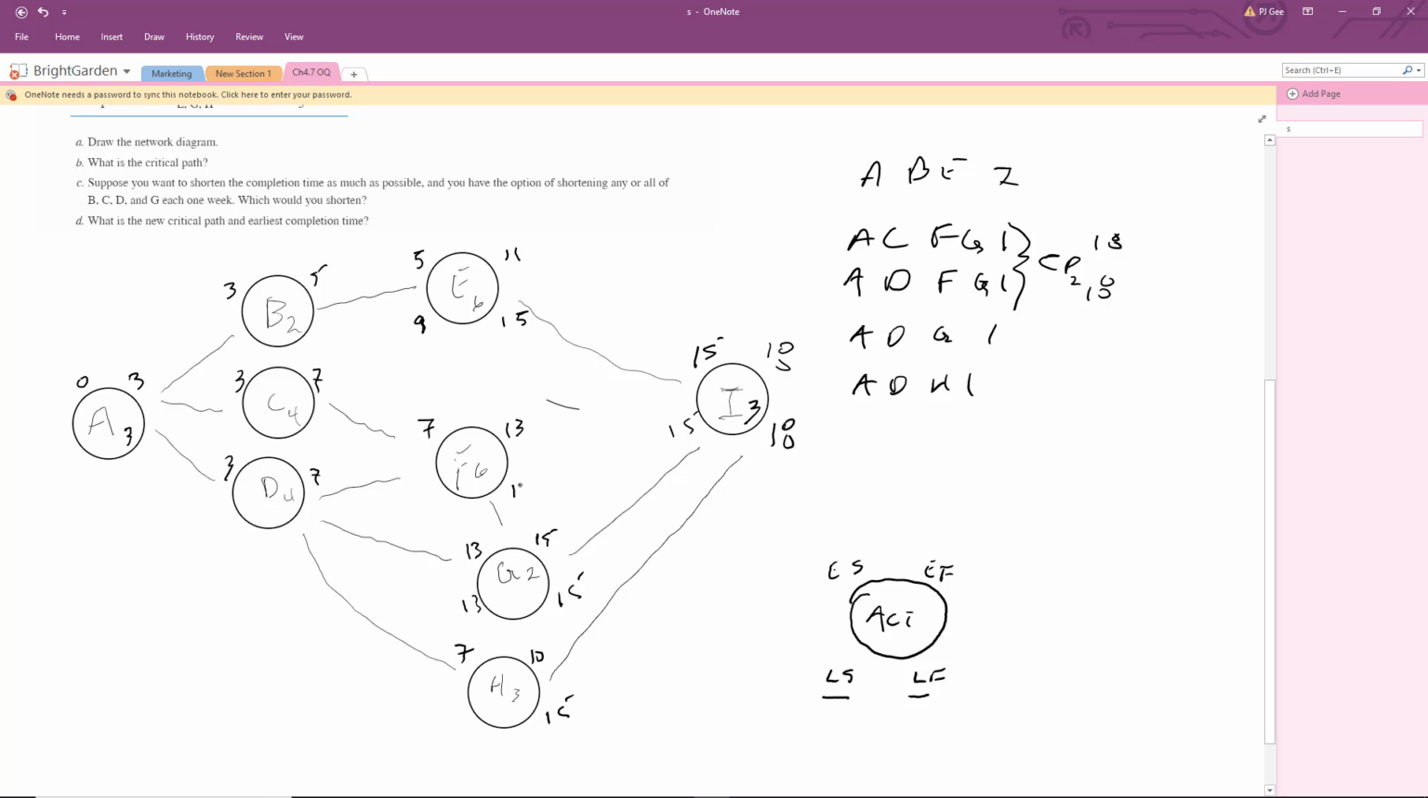So we can start this one as late as 13 minus 6, which is 7. Again, it's on the critical path. These numbers have to match in the critical path here, okay? Let's see, okay, so 15 minus 3 is 12.